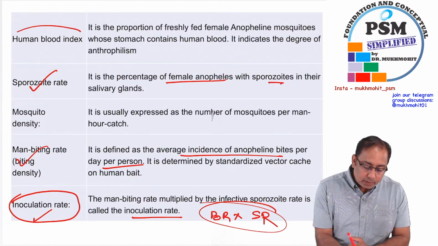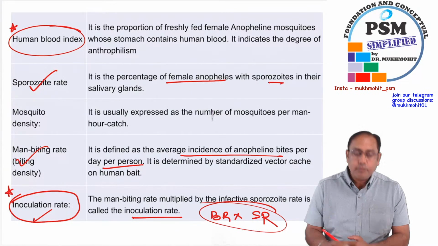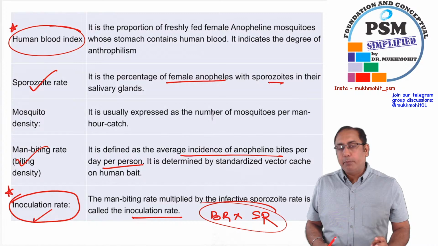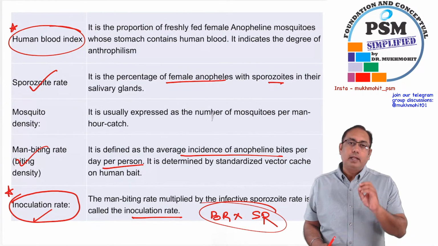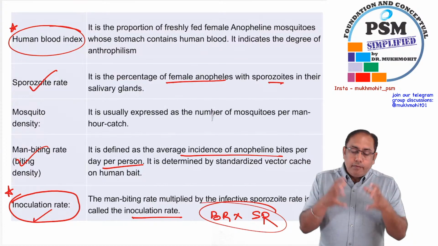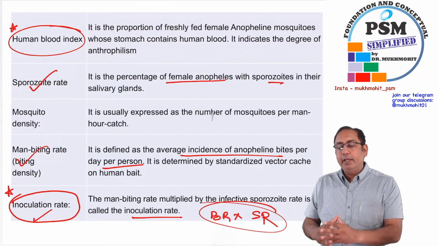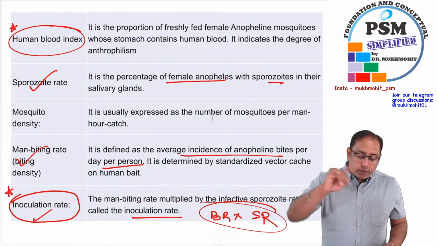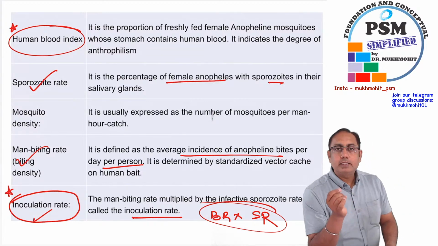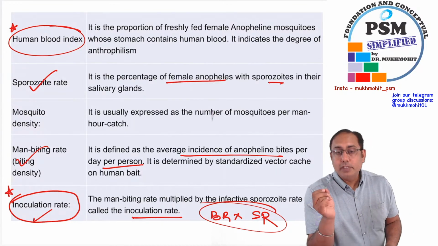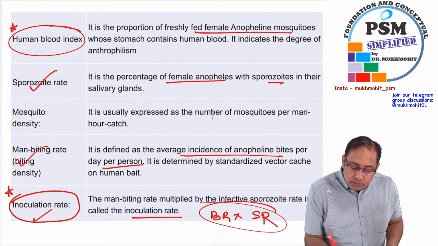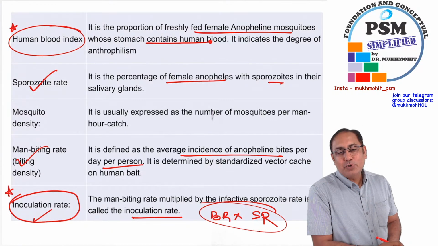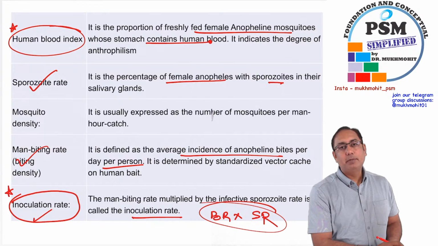We also have another important index, that is the human blood index. These two, which I'm marking as star, are the only two things you have to remember for your exam. There are two important vector indices. One index tells you how much is the burden of vector like malaria in the area, that is given by the inoculation rate, which is biting rate into sporozoite rate. On the other hand, the human blood index tells you the degree of anthropophilism, that is the number of anopheles who have human blood. So how many mosquitoes are biting humans is called the human blood index, and they both are vector burden indices.